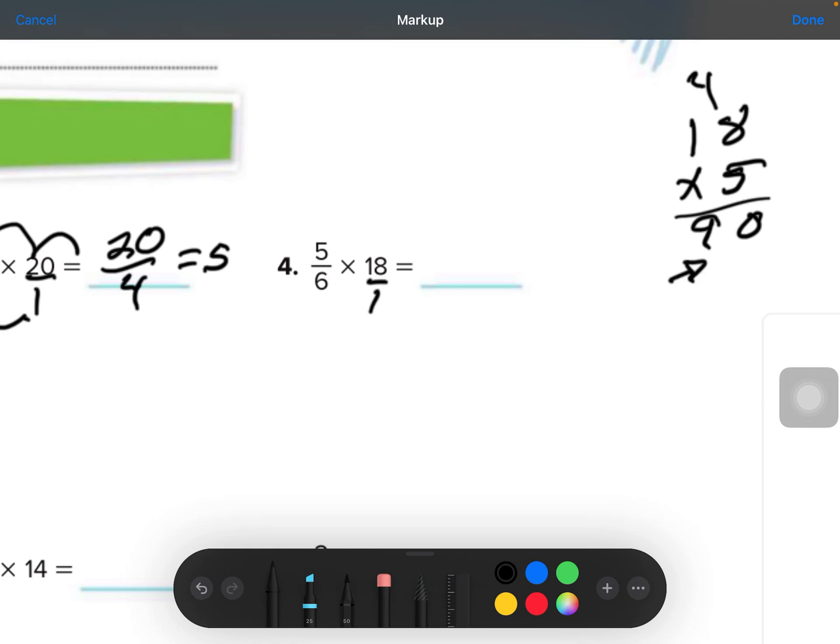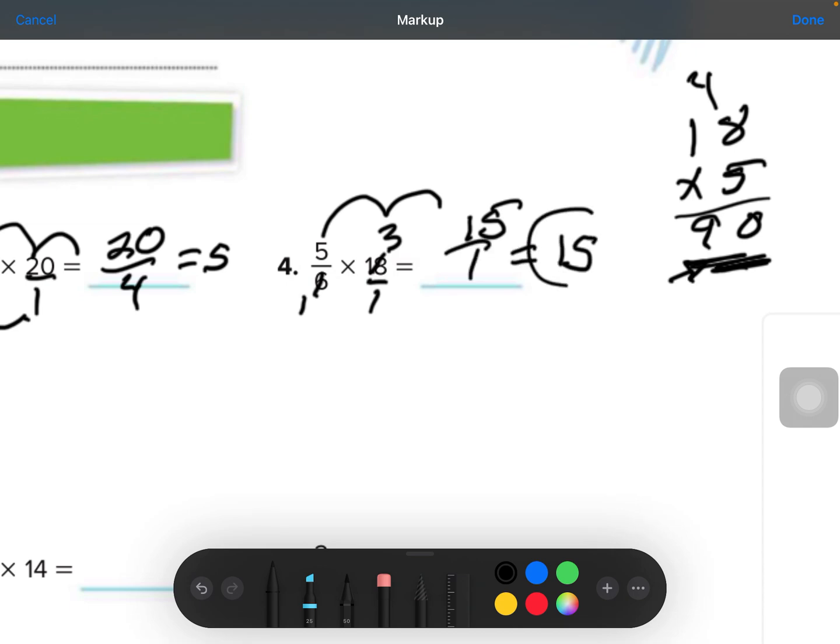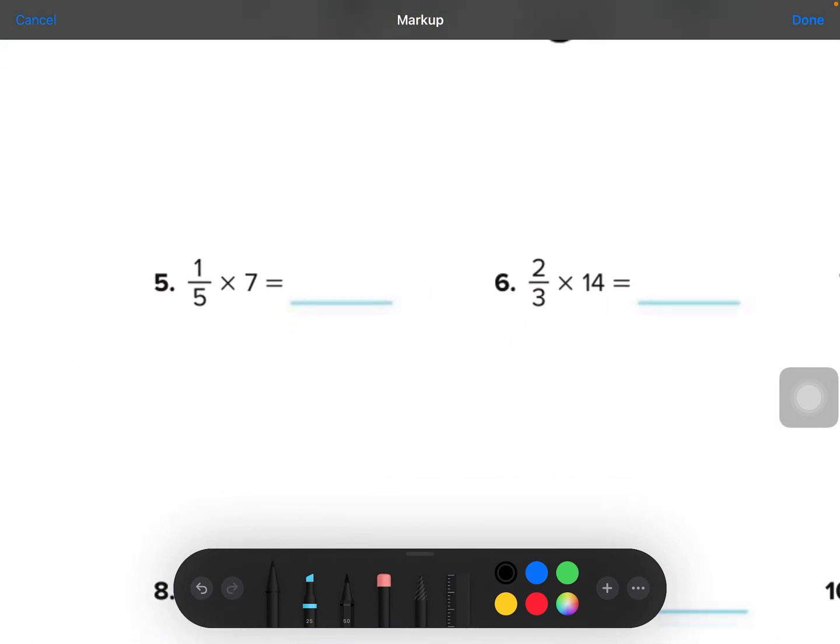So, there's something we can do first. There's this trick. Instead of getting great big numbers like this, look at your numbers. I know that 6 will go into 6 once, and 6 will go into 18 3 times. So if I simplify now, I don't have to deal with these big numbers. Now let's try that. 5 times 3 is 15. Over 1 equals 15 as my answer.